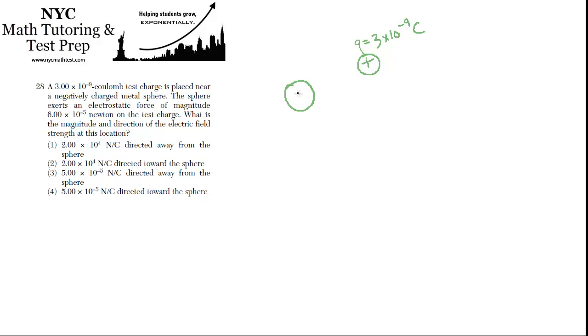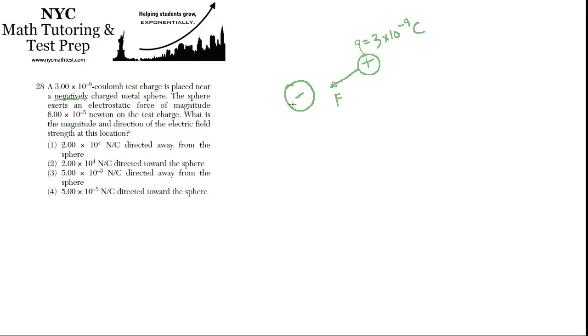And this is that sphere, and we know it's negatively charged. Right? It says it's being placed near a negatively charged metal sphere. So that's how we knew it was negatively charged. So if this thing is going to exert a force on this test charge, what direction is it going to act in? Well, opposites attract, right? So it's going to pull this guy toward it.